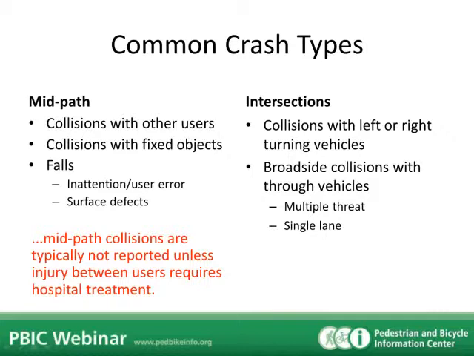These types of crashes tend to be with other users. Could be bicyclists with pedestrians or bicyclists with other bicyclists. It could be collisions with fixed objects such as railings or bollards. And a good many of the crashes are as likely to be falls, where there's inattention or surface defects.